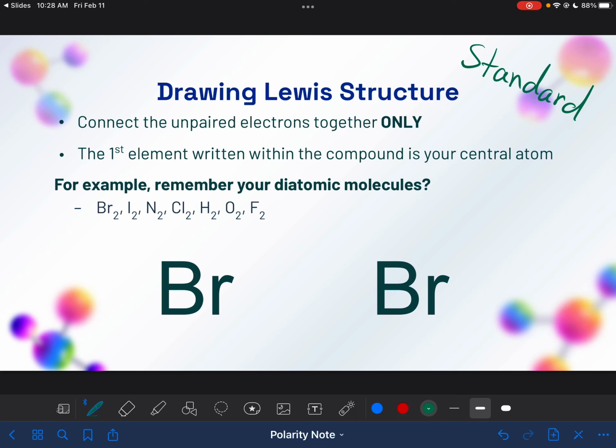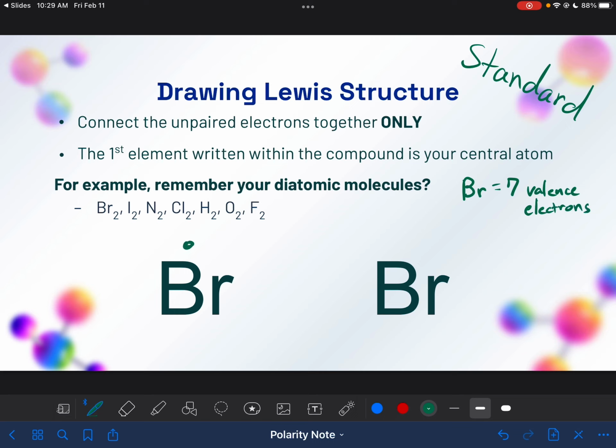So here we go. Number 1 is to connect the unpaired electrons together only. Before we do that step, we need to figure out how many valence electrons bromine has. So bromine has 7. So I'm going to say Br has 7 valence electrons.